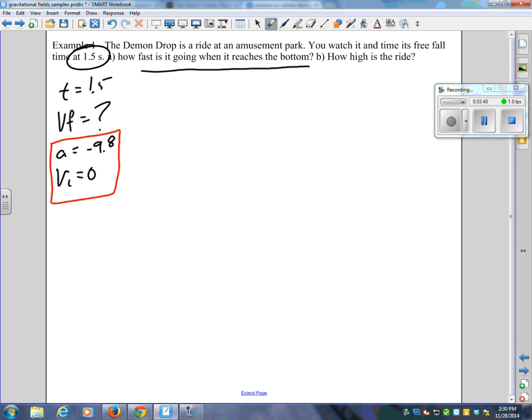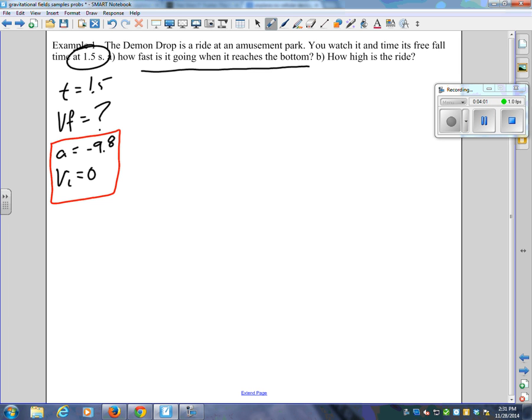Isn't vi the initial velocity? Yeah, I know what it is. It's always 0 unless stated, right? Yeah, generally. I wouldn't say always, but 99.9% of the time, yeah. You're right. Okay, so we're trying to find vf.